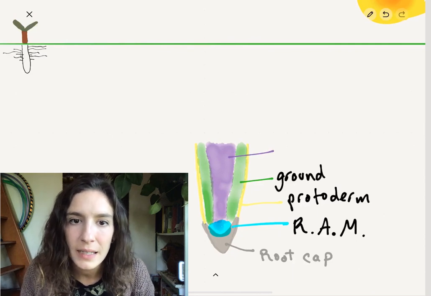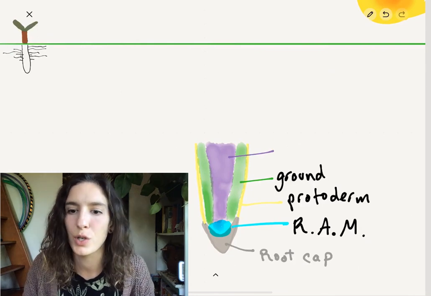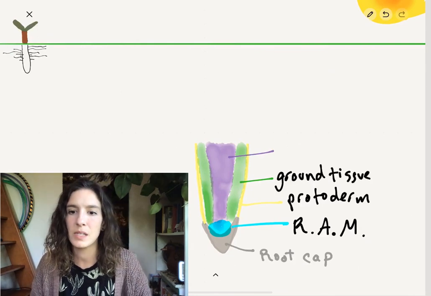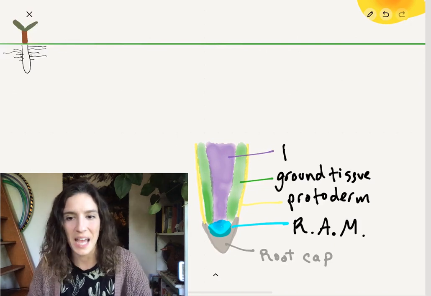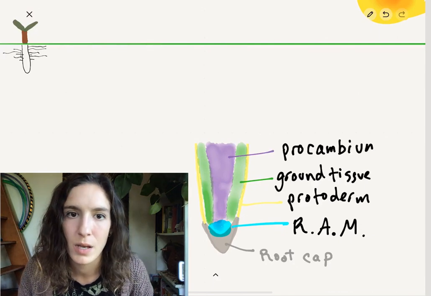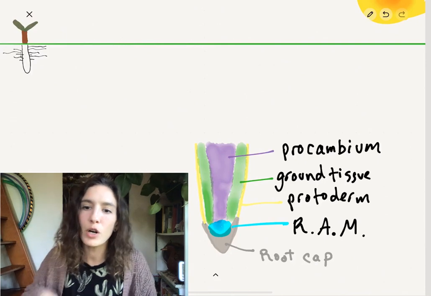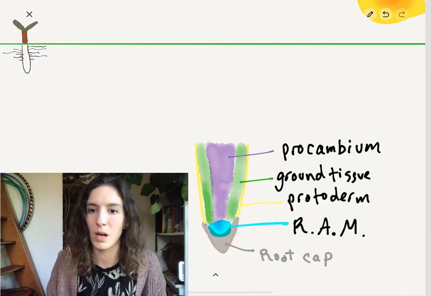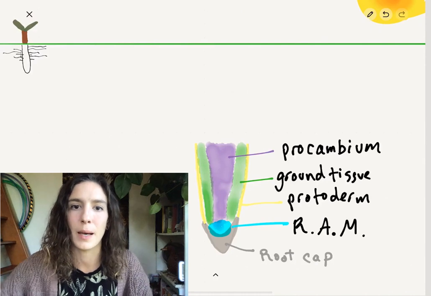So the very outside layer you can barely see, outlined in yellow, is the protoderm. This is the primary meristem that will give rise to the epidermis. The green layer inside of that is ground tissue. And then the purple, that inner part of this root longitudinal section, is the procambium.